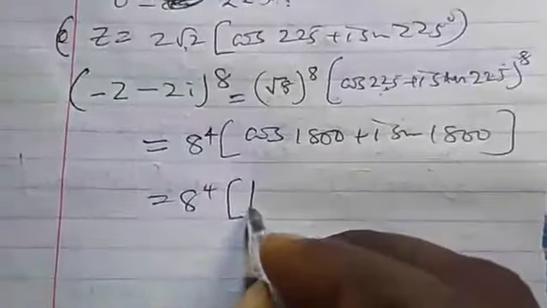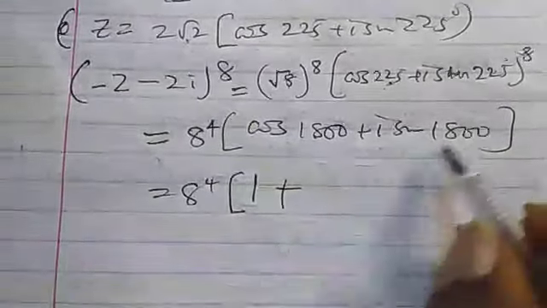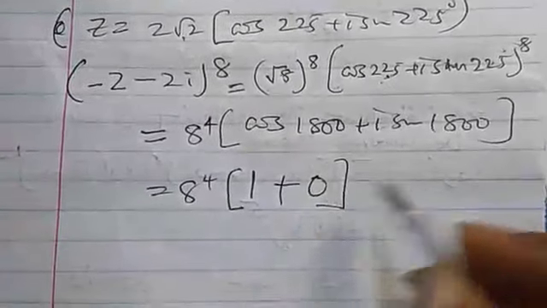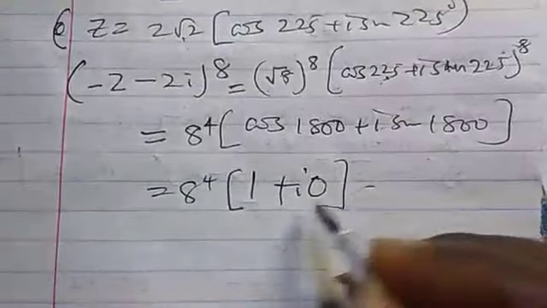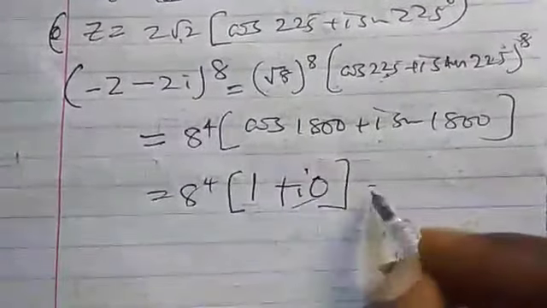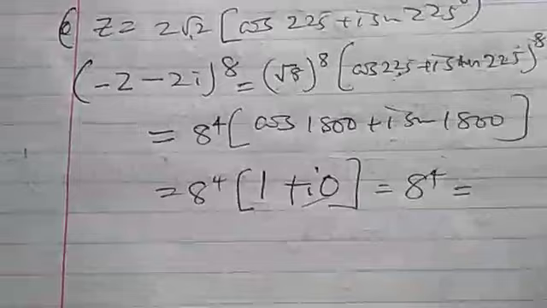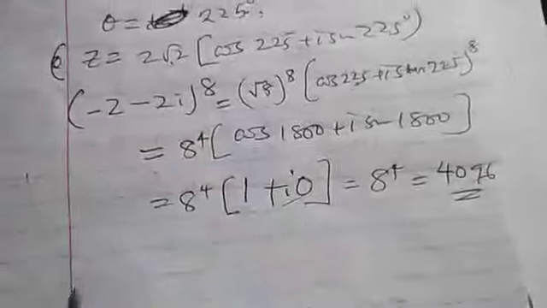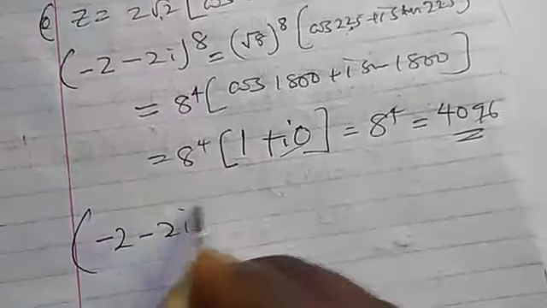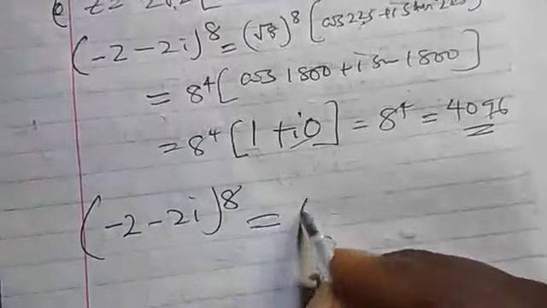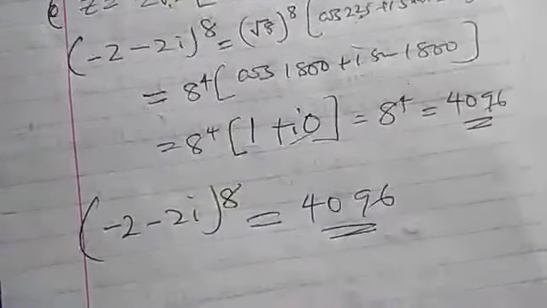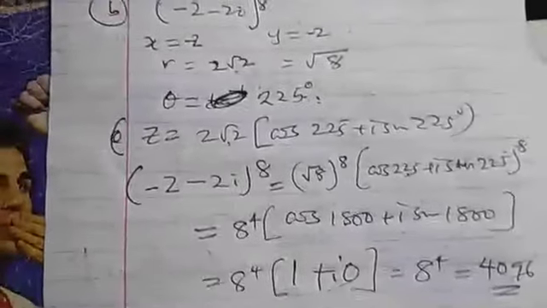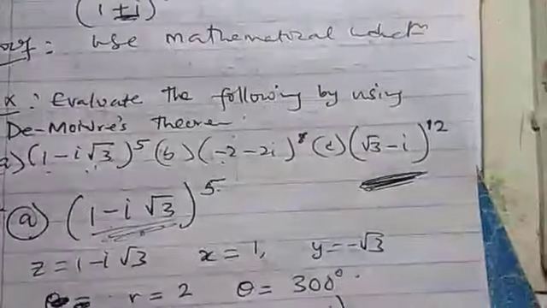cos 1800 from my calculator is 1. Sin 1800 will give me 0. I times 0, we don't need this. 0 will vanish it. So our answer is 8 raised to power 4, and 8 raised to power 4 from our calculator will give us 4096. So what we are saying is that if we had expanded this using Pascal's triangle, we will get 4096. This is what we mean by one of the applications of De Moivre's theorem. For the third one, go and try that yourself.